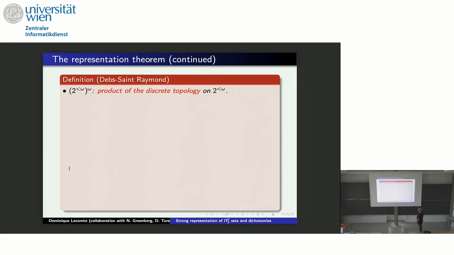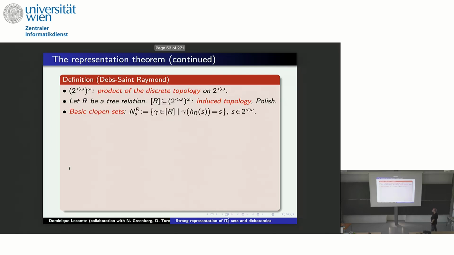Then we put some topology. This set [R] is a subset of (2^{<ω})^ω. So we take the product of the discrete topology. And since it's a closed set, it's a nice Polish space. The basic clopen sets are called N_R^s. These are the sets of elements in [R] in which s appears. And if s appears, it has to appear precisely at this position, H_R of s.